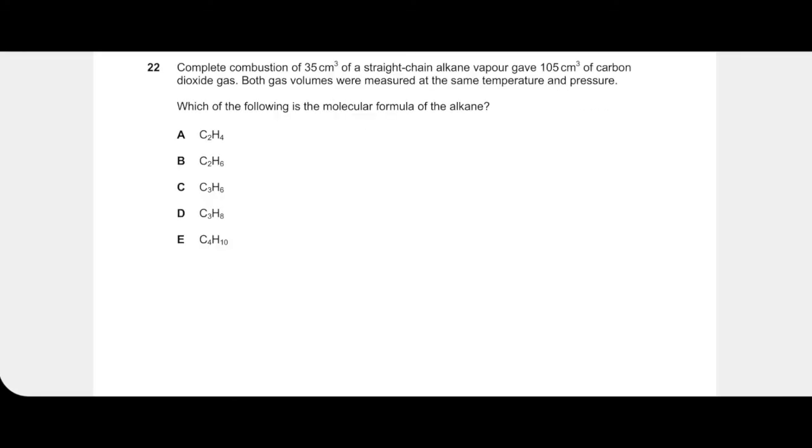Question number 22. Complete combustion of 35 centimeters cubed of straight chain alkane vapor gives 105 centimeters cubed of carbon dioxide gas. Both gas volumes were measured at the same temperature and pressure. Which of the following is the molecular formula of the alkane? So straight away, you know it's an alkane. The alkane formula is CnH2n plus 2. So immediately get rid of C, get rid of A, and now we look at the gases.